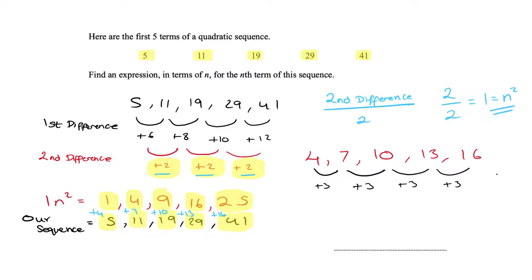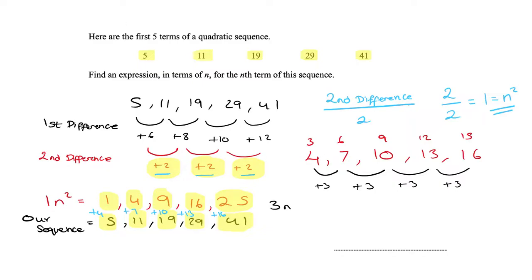So as you can see, all of the differences are the same. That tells you it's a linear sequence because we've got the first difference, which is all the same. So it's positive 3, so it's going to be 3n. And because it's positive 3, we're going to write out the positive 3 times table on the top. So 3, 6, 9, 12, 15.